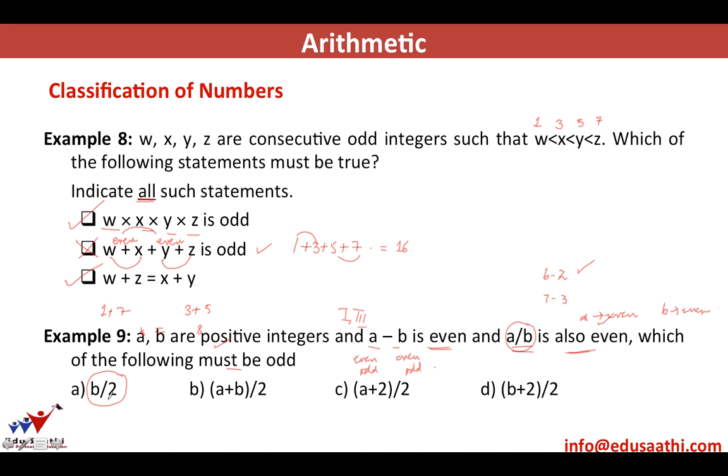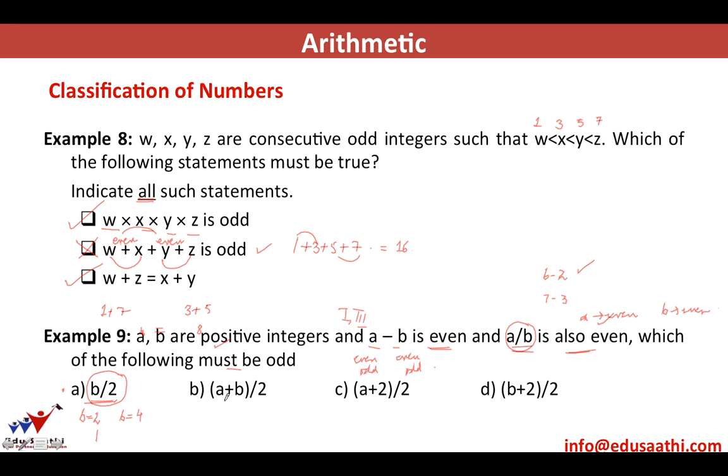Now, this option B, if I'm saying must be odd, I am not sure about this value. Why? Because I can take the value of B as 2 also, or I can take the value of B as 4 also. So 2 divided by 2 is 1, which is not even, whereas 4 divided by 2 is 2, which is even. So I'm not sure about this statement, so I cannot answer this statement.